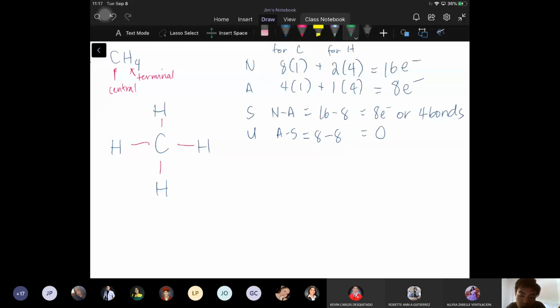To verify if tama yung structure natin, you may want to check kung nasunod ba natin itong needed electrons. So how are we going to check yung needed electrons? Ganito.